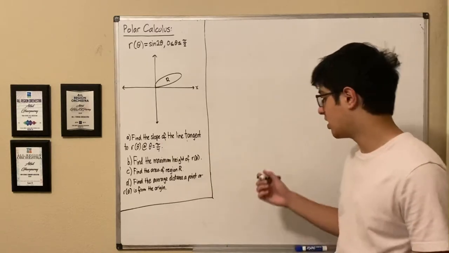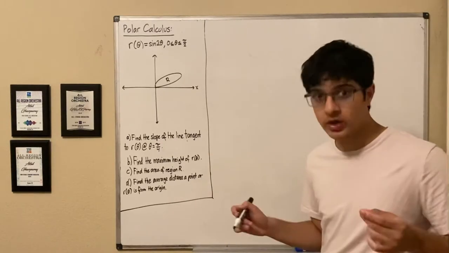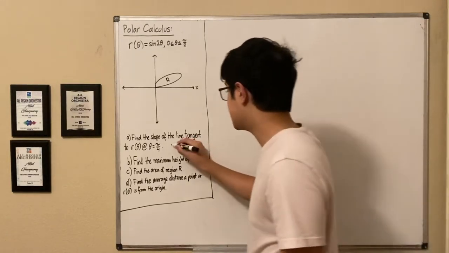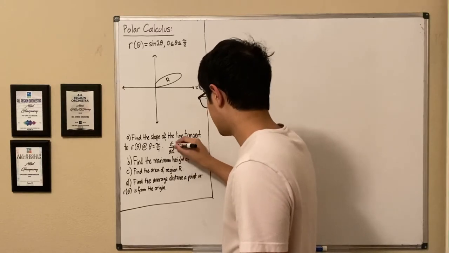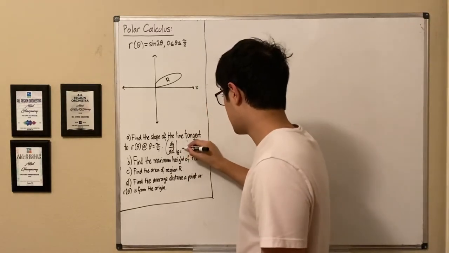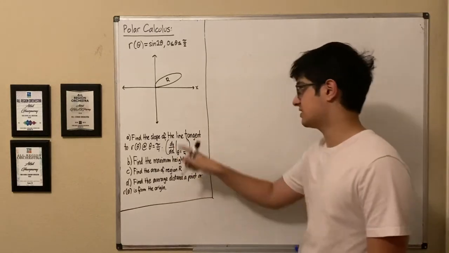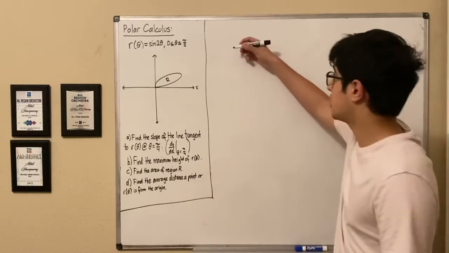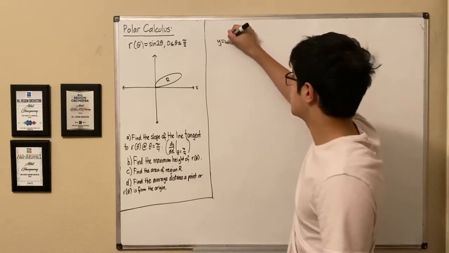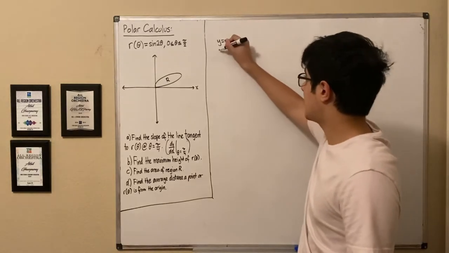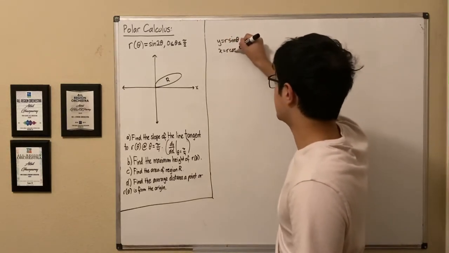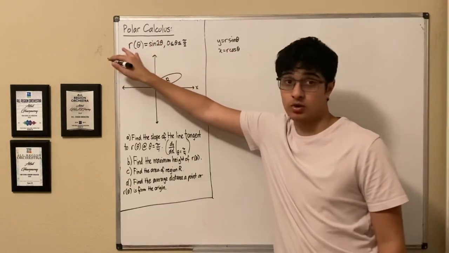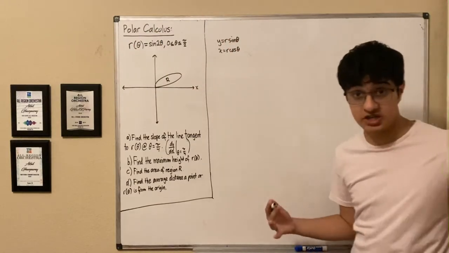So we need to find the slope. Well, the slope of the tangent line, we know in Cartesian calculus, or y as a function of x calculus, is dy/dx at theta is pi over 4. But how do we get y and x when we're in terms of r and theta? Well, there are simple conversion formulas. Recall from trigonometry that y is equal to r sine theta and x is equal to r cosine theta. So we can apply these formulas to convert from polar world to x and y world, or Cartesian world.